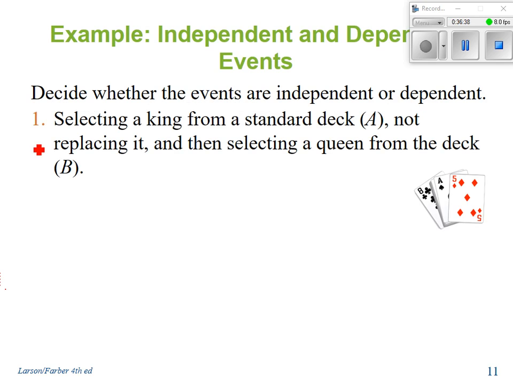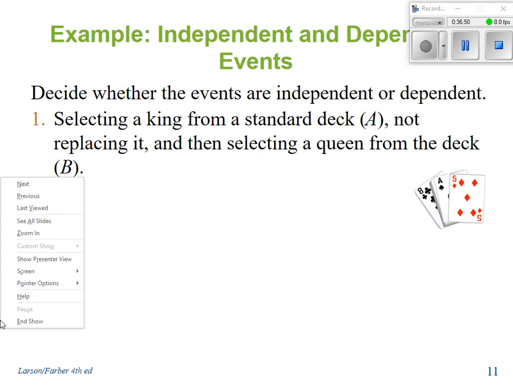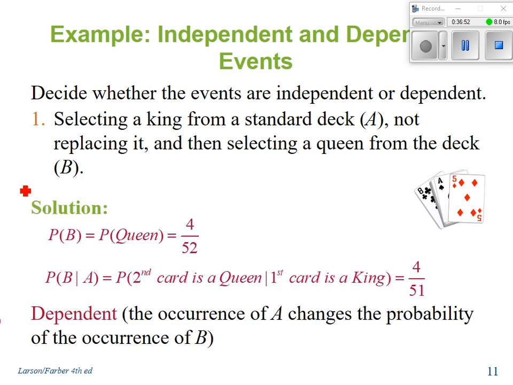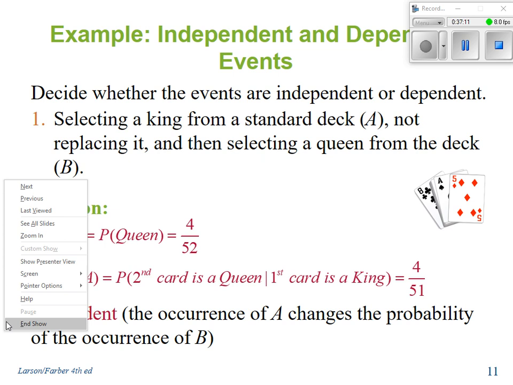Decide whether the events are independent or dependent: selecting a king from a standard deck, not replacing it, and then selecting a queen. Dependent. The way they're deciding it, the probability of just getting the queen is 4 out of 52. The probability of drawing a king, then a queen, is 4 out of 51, so the probabilities change. That means they have to be dependent. One affected the other.